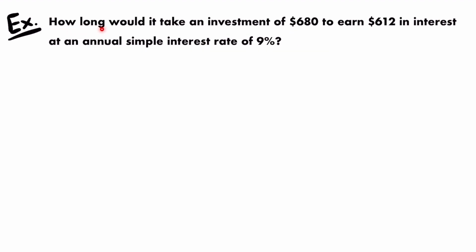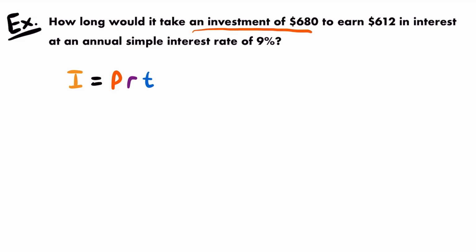Next up, we want to know how long would it take an investment of $680 to earn $612 in interest at an annual simple interest rate of 9%. Okay, so once again, we are going to use the same equation, that the amount of interest earned is equal to the amount of the investment times the simple interest rate times the amount of time in years. And so let's identify the values that we know in this equation. First thing that we are told is that we have an investment of $680.